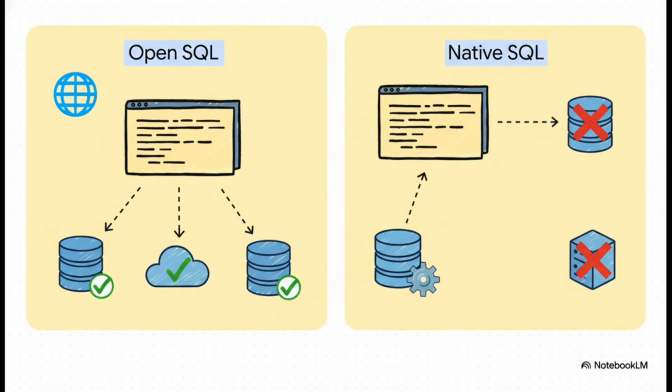OpenSQL versus native SQL. OpenSQL is the ABAP standard. It doesn't care what database the system is running on. Oracle, HANA, whatever. It just works. Native SQL is when you have to write code specific to that one database, maybe for a special feature. So what's the bottom line? 99% of the time, you're going to use OpenSQL. It's the safe, portable, standard choice.